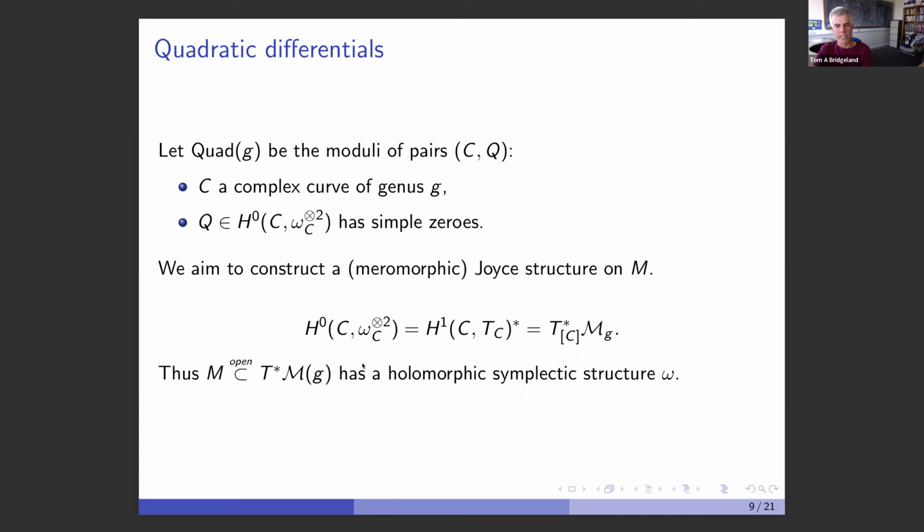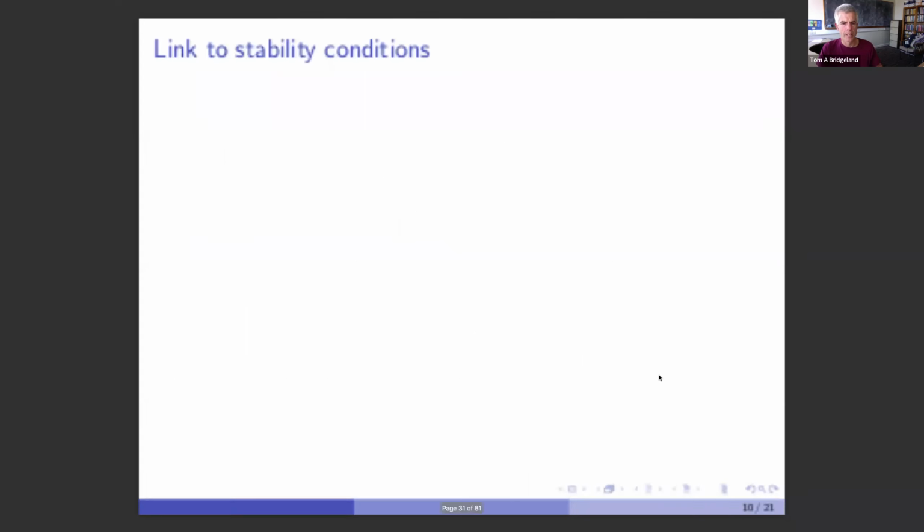Okay. So a quadratic differential on a curve can be viewed as a cotangent vector to M_g. So this space, we've imposed this condition on simple zeros, so we're not getting the whole bundle, but we're getting some open subset of the cotangent bundle. And so in particular, you've got some kind of symplectic form. Okay, and that's the one that's going to come up in our definition. And let me just briefly mention what this link to stability conditions is.